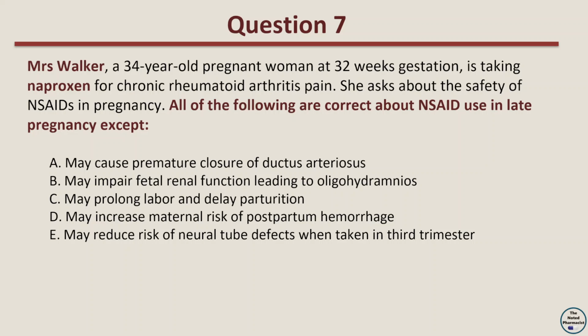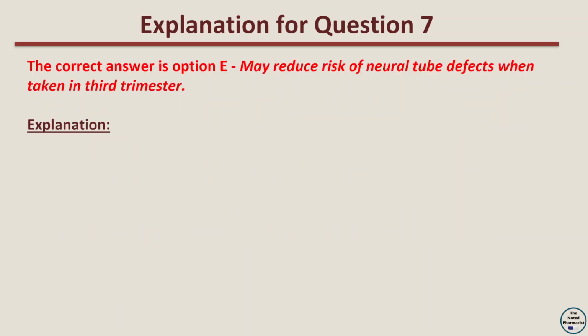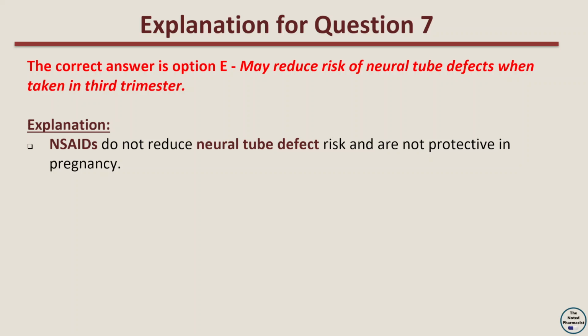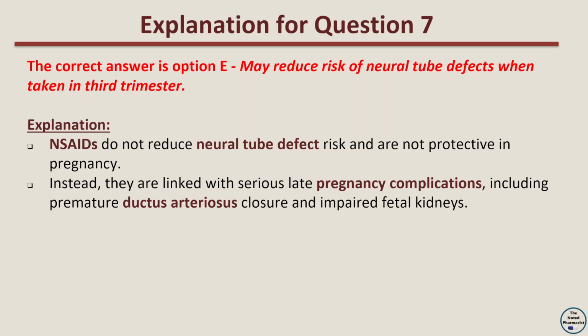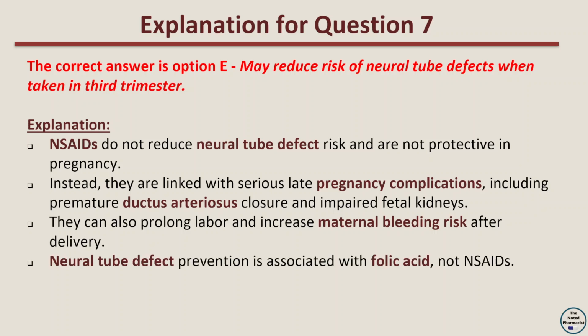The correct answer is option E, may reduce risk of neural tube defects when taken in third trimester. The explanation is that NSAIDs do not reduce neural tube defect risk and are not protective in pregnancy. Instead, they are linked with serious late pregnancy complications, including premature ductus arteriosus closure and impaired fetal kidneys. They can also prolong labor and increase maternal bleeding risk after delivery. Neural tube defect prevention is associated with folic acid, not NSAIDs.